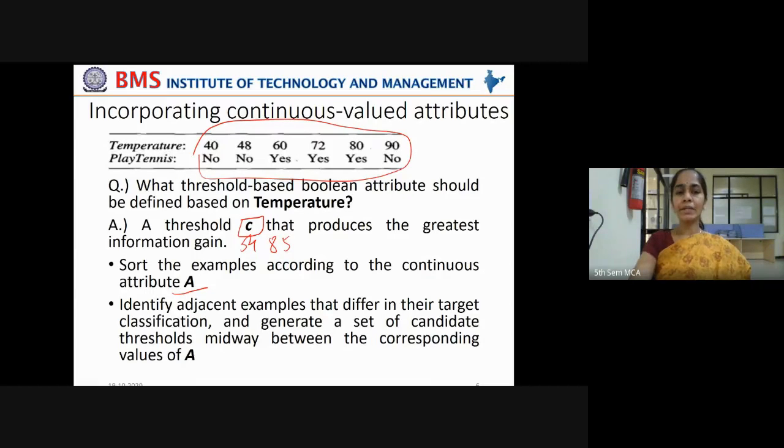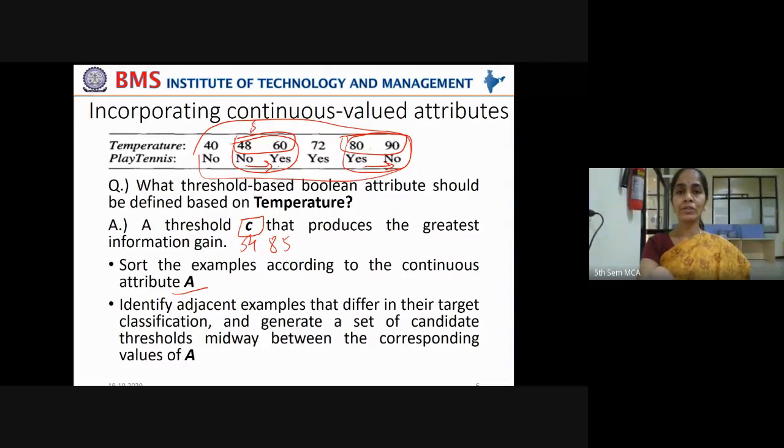Now, identify the adjacent examples that differ in their target classification. These are differing in their target classification. No has become yes, and this has differed in the target classification. Yes has become no. Take that set and find the average of each. Identify adjacent examples that differ in their target classification and generate a set of candidate thresholds midway. Midway means average, midway between the corresponding values of A.